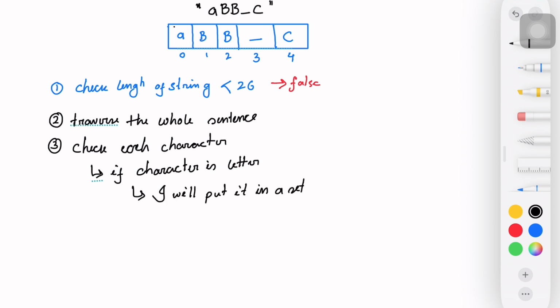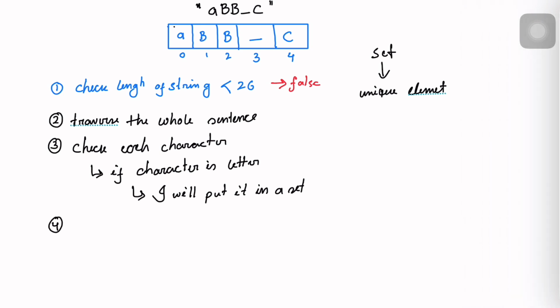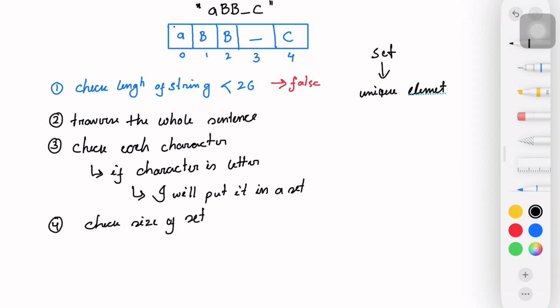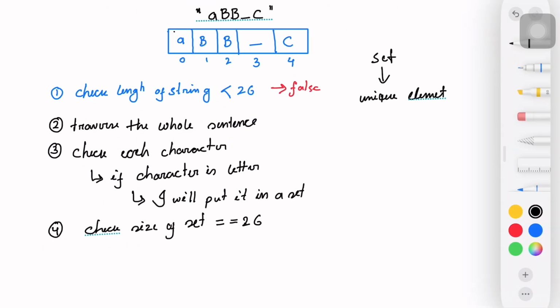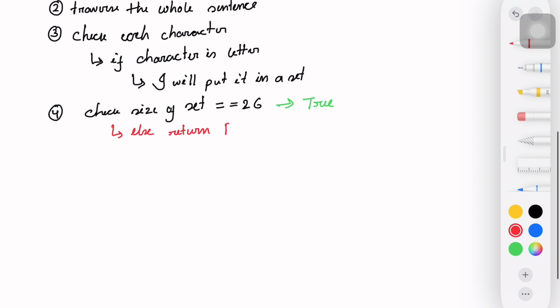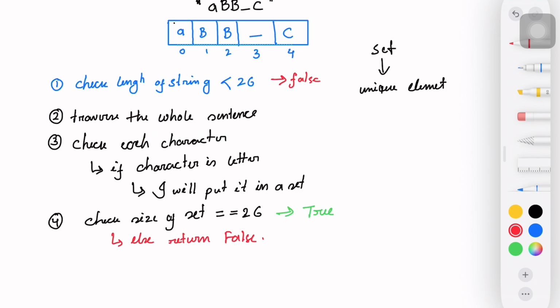You may raise the question, why are you using a set? Because a set has the property that it can only contain unique elements. So that's why we are using a set. I'll put it in the set, and at the end I'll check the size of the set. If it is equal to 26, then we'll simply return true, else return false. So we can dry run our algorithm based on the same example we have taken, A, B, underscore, C.